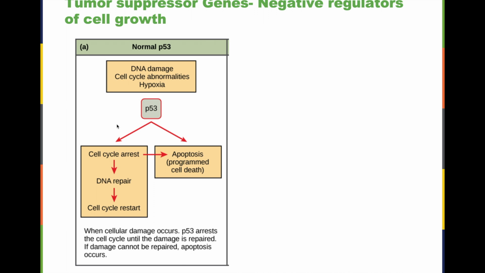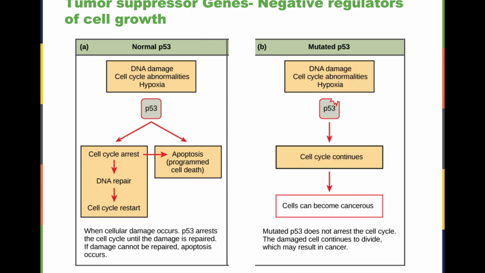So p53 protects our genome, but what happens when p53 doesn't work, even though the cell has DNA damage and is in a state where it may have abnormalities and become cancerous? Well, p53 can't do any of the things that it did here. The cell cycle continues, mutations accumulate, and the cell can become cancerous.